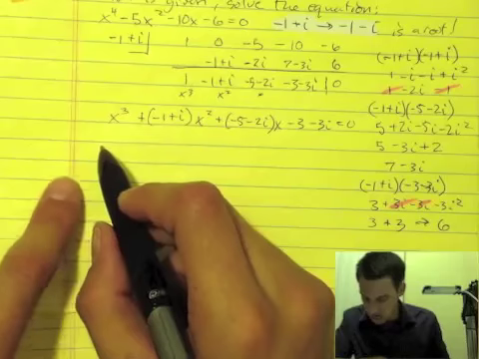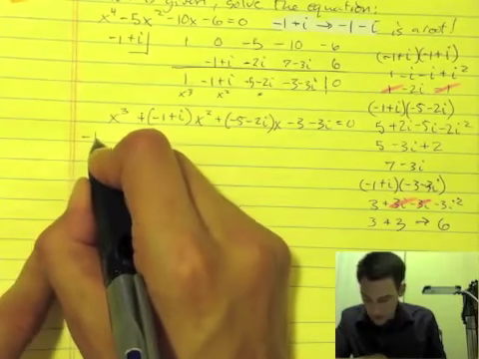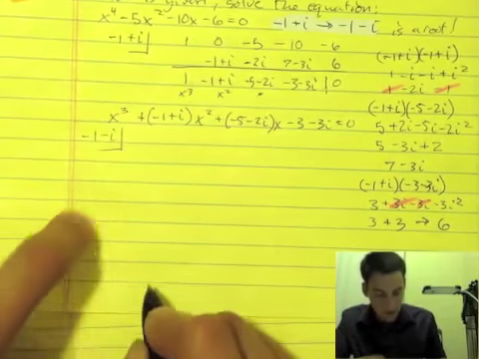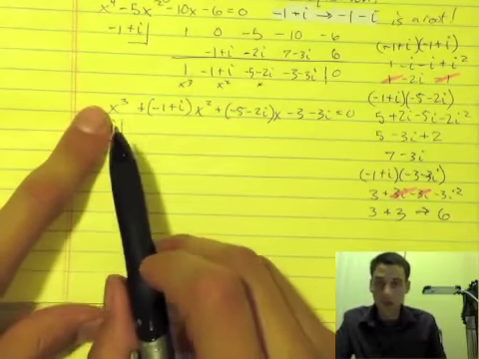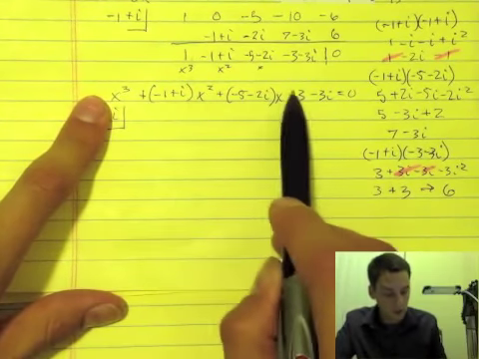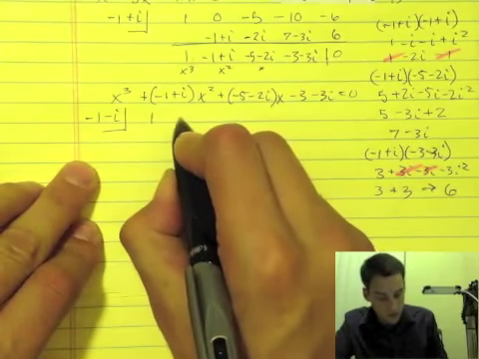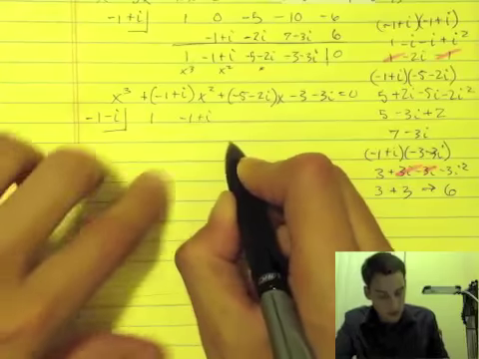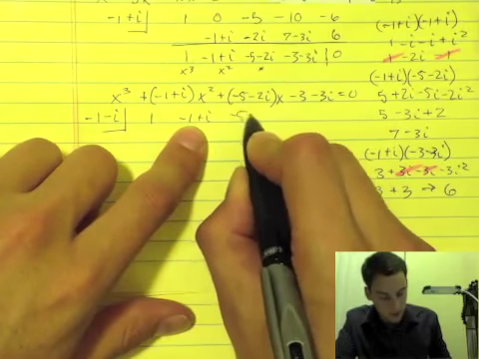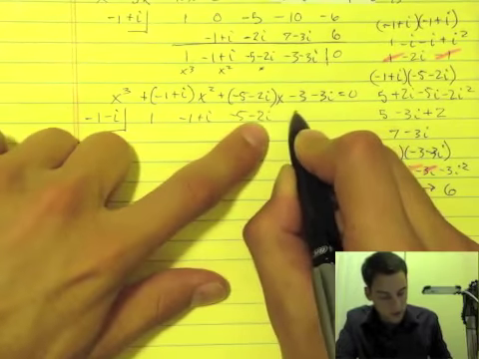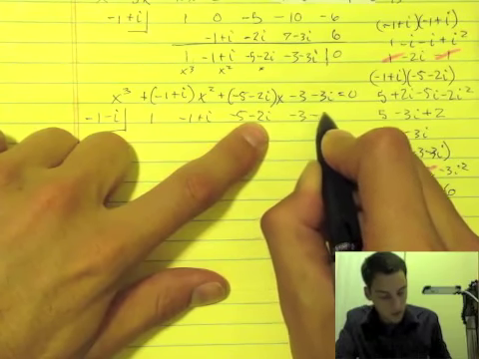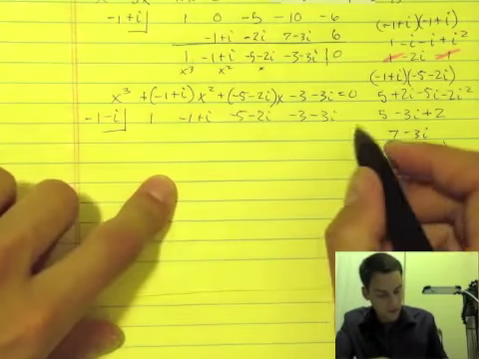Let's do that. So we have negative 1 minus i for our synthetic division. I'm checking for placeholders: 3, 2, 1, 0. Okay, we're good. So that's a 1, minus 1 plus i, negative 5 minus 2i, negative 3 minus 3i. Those are my terms.